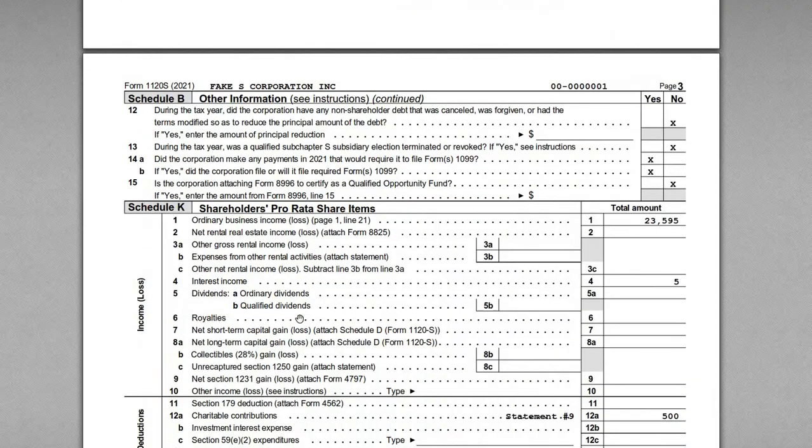Okay, now the last part of Schedule B here at the top of page 4, a couple more questions. Was any debt canceled during the year? If so, you might have some cancellation of debt income. I have another video on Form 982. I'll put that in the link below. If that applies to you, you might want to include that to try to, perhaps, get the income inclusion waived.